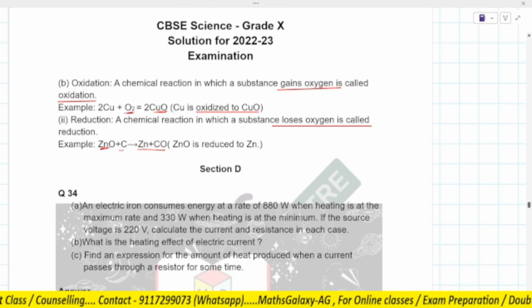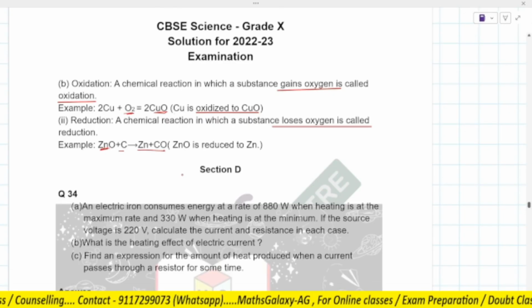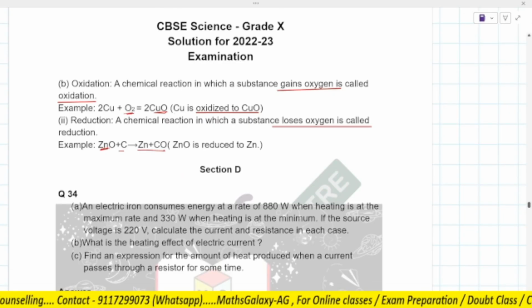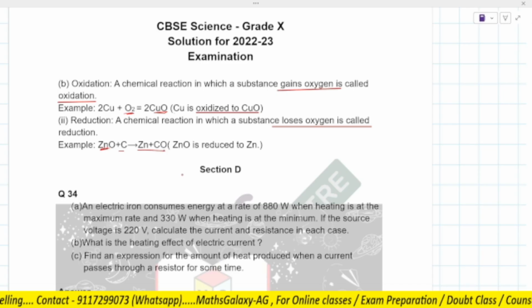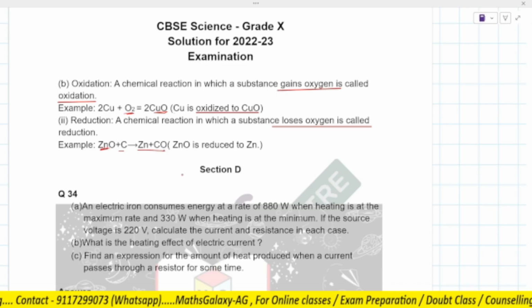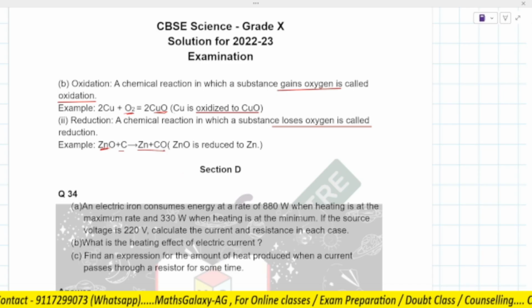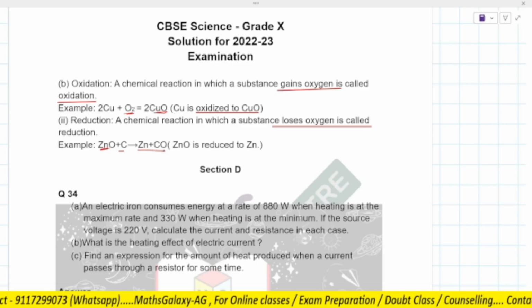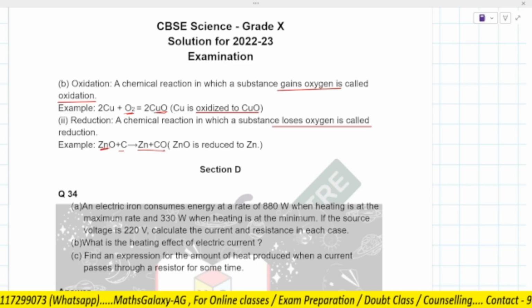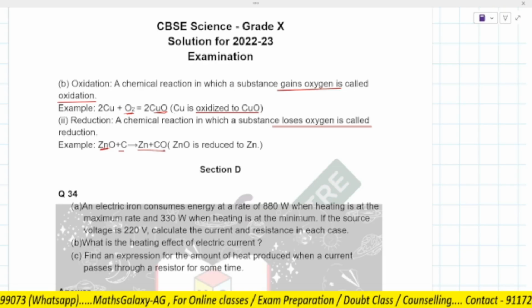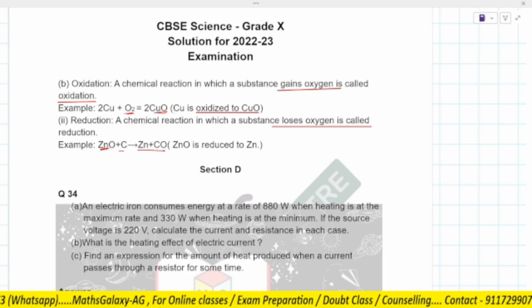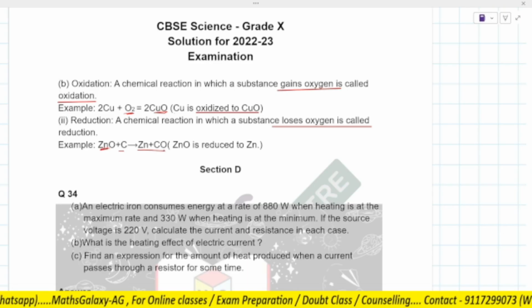Now let's see for 34. An electric iron consumes energy at a rate of 880 watt when heating is at the maximum rate and 330 watt when heating is at the minimum. If the source voltage is 220 volt, calculate the current and resistance in each case. Okay, so can you tell me how we will do?